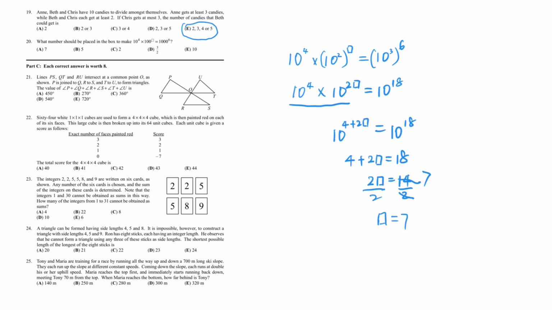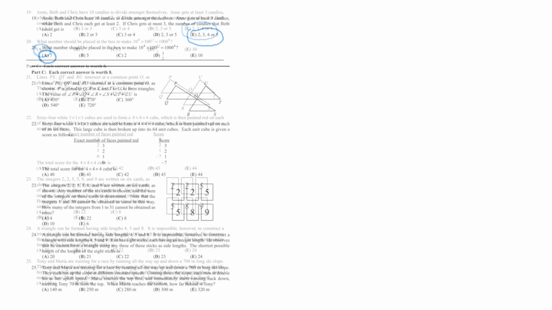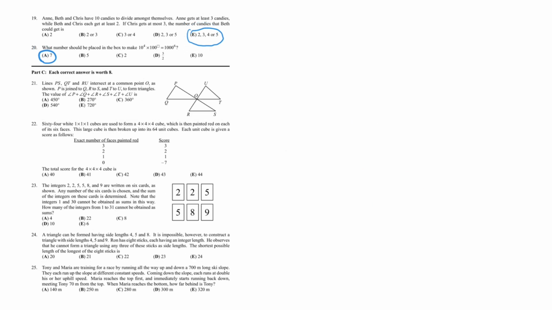Therefore, the answer of the 20 is A. Number 21. Lines PS, QT, and RU intersect at a common point O as shown. P is joined to Q, R to S, and T to U to form triangles. The value of P plus Q plus R plus S plus T plus U is?